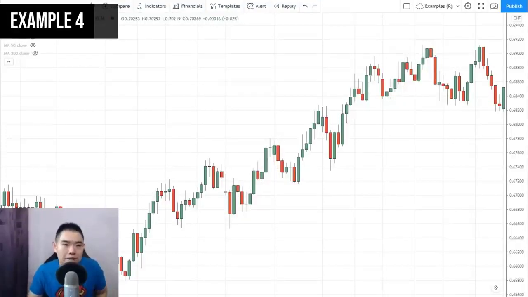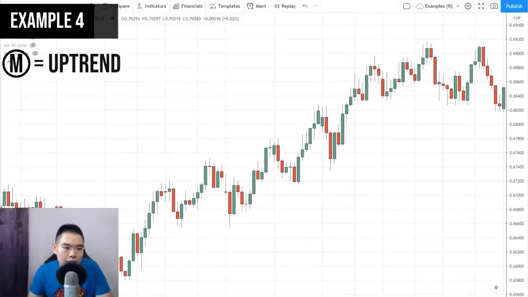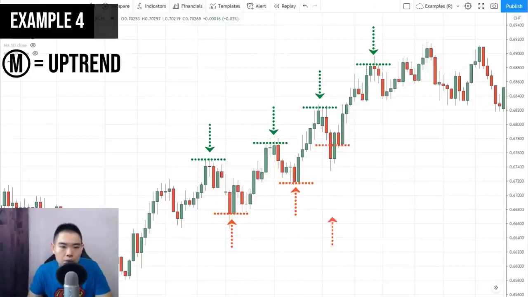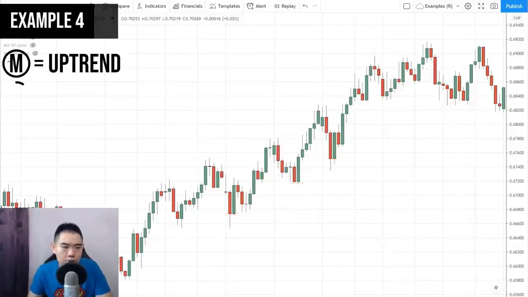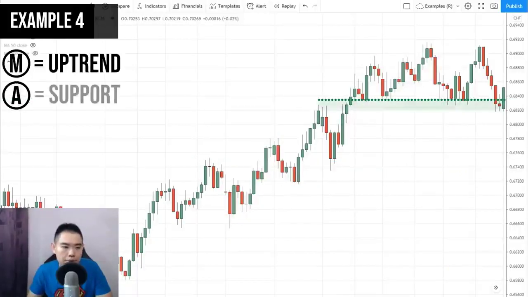First things first, market structure. What is this market structure? From the looks of things, this market is in an uptrend: higher high, higher high, higher high, higher high, and higher low, higher low, higher low, higher low. So what about area of value? Clearly you can see that this market is at this area of support.